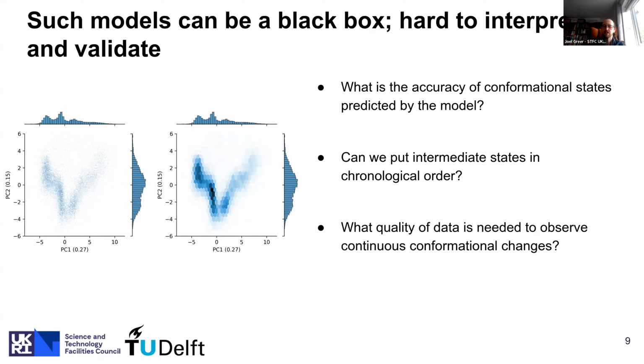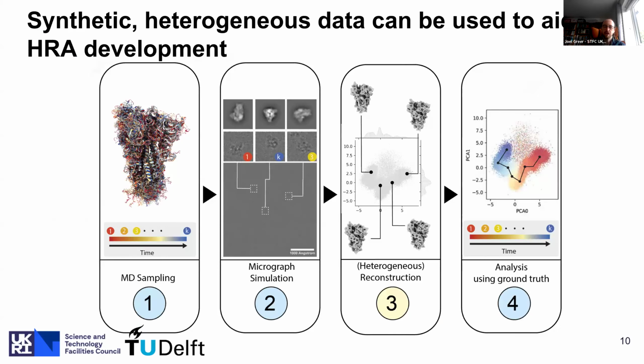Are intermediate states in molecular motion ordered in a sensible or chronological order in the latent space? Also, what kind of quality does the input data need to have for continuous conformational changes to actually be observable using heterogeneous reconstruction algorithms? In order to attempt to address all these questions, we've designed the Roodmus Toolkit. This is a framework to allow for the simulation of high-quality synthetic data and tracking of concomitant ground truth information. We source our conformational heterogeneity from MD simulations.